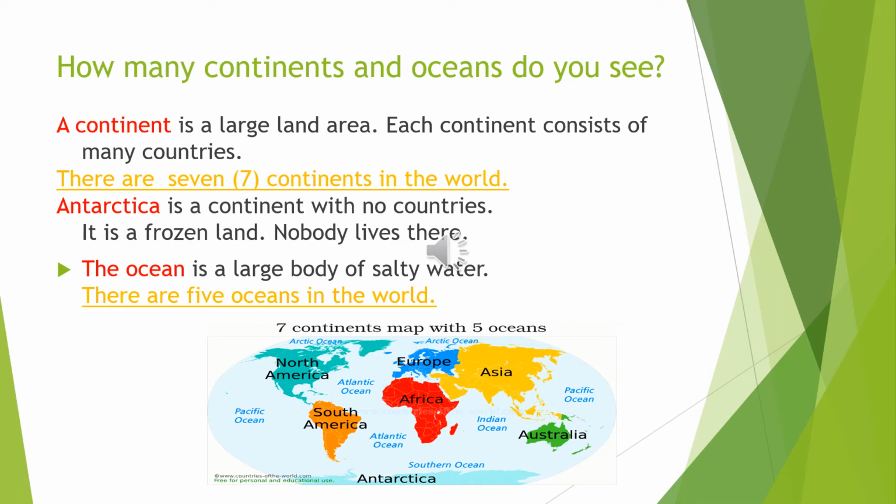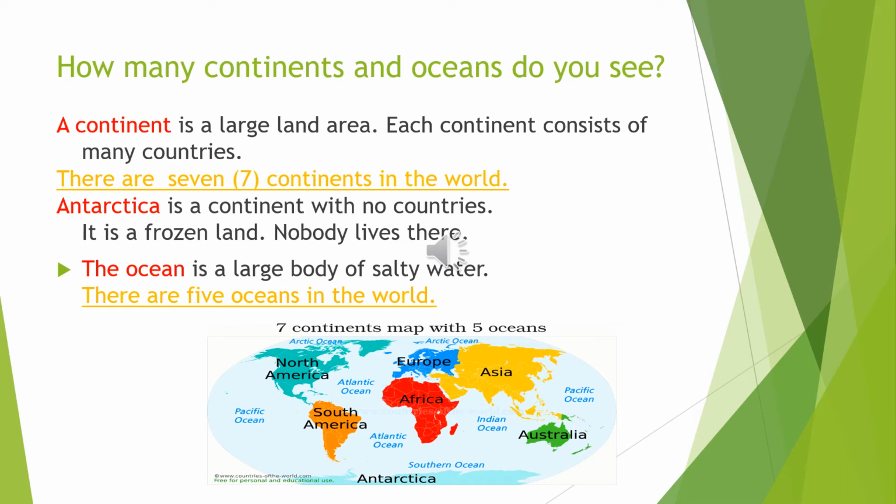So, which is bigger, the ocean or the sea? Yes, excellent. The ocean is larger than the sea. There are 5 oceans in the world. So we said we have 7 continents and 5 oceans in the world.